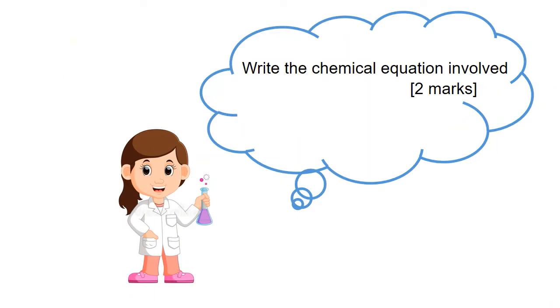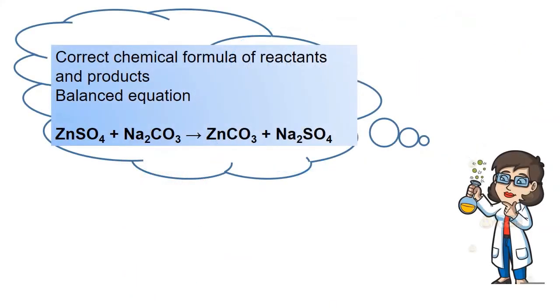Write the chemical equations involved. To write a chemical equation, write the correct chemical formulas of reactants and products, then balance the equation. Zinc sulfate ZnSO4 reacts with sodium carbonate Na2CO3 to produce zinc carbonate ZnCO3 and sodium sulfate Na2SO4.